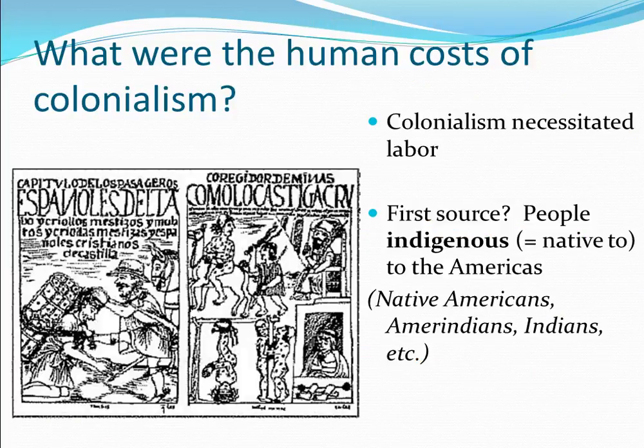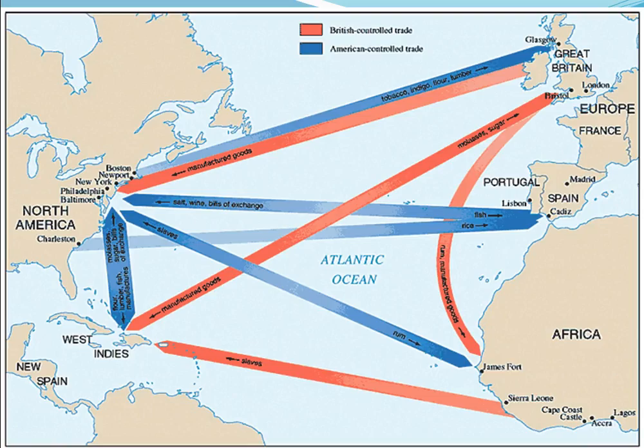So in order to support the reaping of these raw materials and also to have people to purchase these raw materials, colonialism necessitated labor. So the first source of labor was actually people that were indigenous or native to the Americas. So native just means you're born in that place. So Native Americans, Amerindians, Indians, whatever you would like to call them, in not just America, but in Mexico, where the Aztec Empire was, those Aztecs become the labor. Same with people in South America. So the indigenous people are the first source of labor in the Americas.